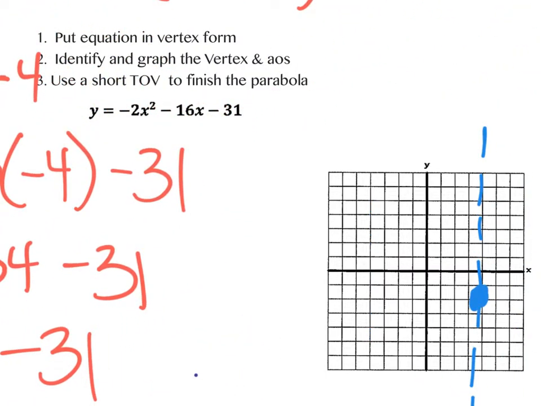Okay, ready? What were the numbers that I said I would have to pick to plug in on the left side or the right side of my vertex? I need a little bit of the parabola on the left side, and a little bit on the right side. What numbers should I plug in to find the left side of my parabola? -3, no. -3 is going to be the right side of my parabola. -5 or -6. Okay, so let's do -6 in for x.